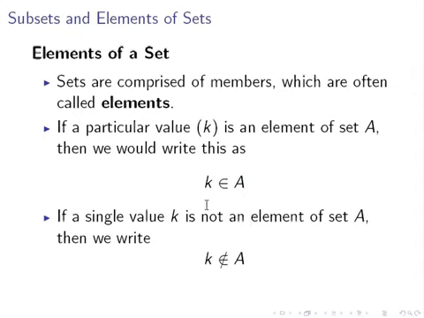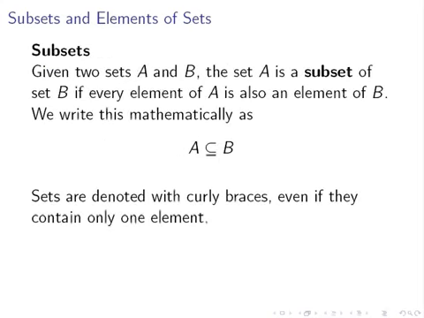Now, if a single value k is not an element of A, then we would write k ∉ A. So that symbol just gets a line through it, that element symbol or "in" symbol. So that's how we would write an element. So k is an element of A. I have a little example to discuss that later on. So I'm just going to come back to that now.